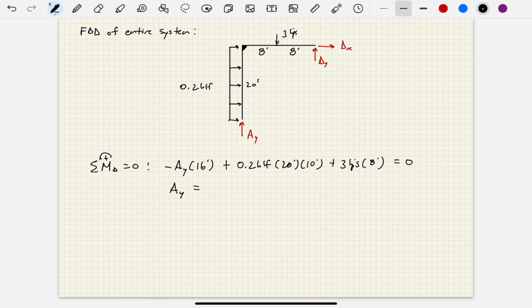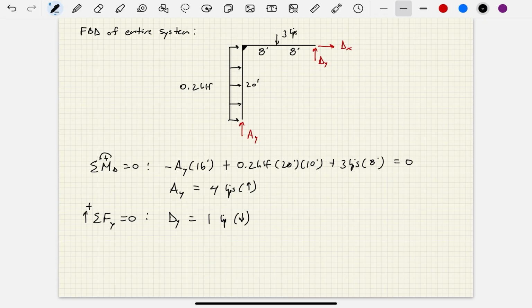I'm going to do some rearranging here, and I'm going to solve for AY: 0.2 times 20 times 10, and then combine that with 3 times 8, move it to the other side of the equation, divide by 16. And so I get AY is 4 kips reacting upwards. Now if I say sum of the forces in the y direction equals 0, hopefully you can obviously see what this should be. We should get DY is 1 kip, and that's going to be reacting downward.